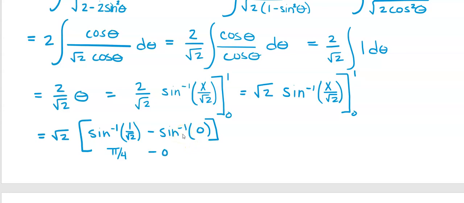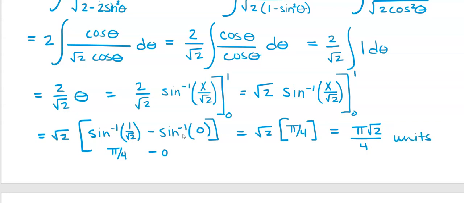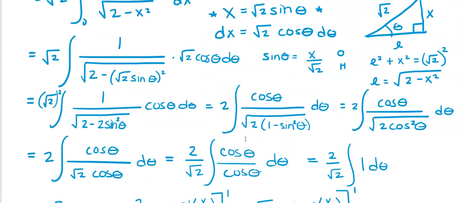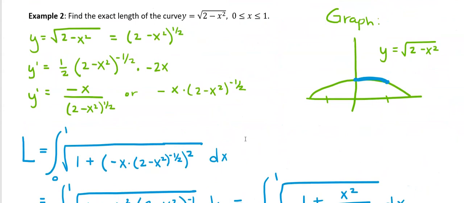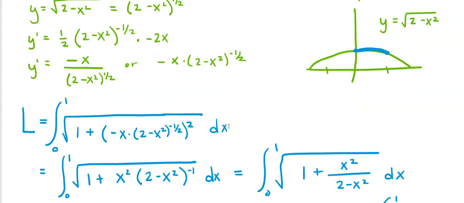So pi over 4 minus 0 is really what we have in there with the radical 2 in front. Multiplying that would simplify to give us pi root 2 over 4. And this again is in units because it is a distance measurement. Okay, so that was a pretty lengthy one because we had to use the idea of trig substitution. So all of those wonderful trig skills that you learned may pop up from here and there. So don't forget those things.